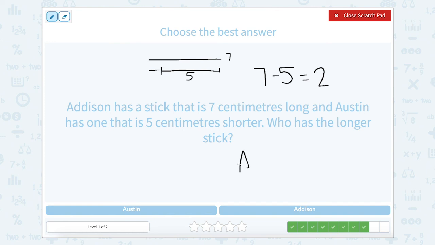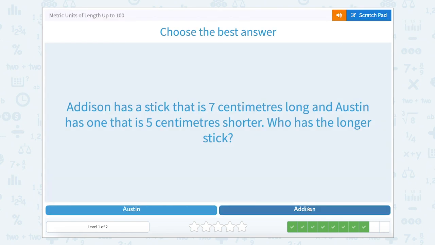So Addison's stick equals 7 centimeters, and Austin, another A, so I'll put AD for Addison, and Austin has one that is 2 centimeters. So whose is longer? Well, that would be Addison's.